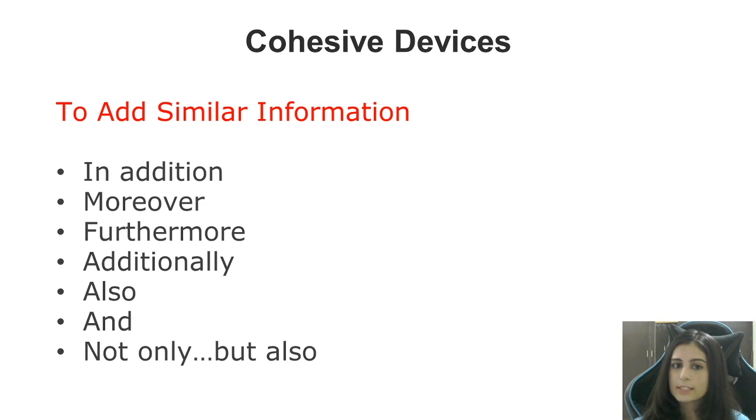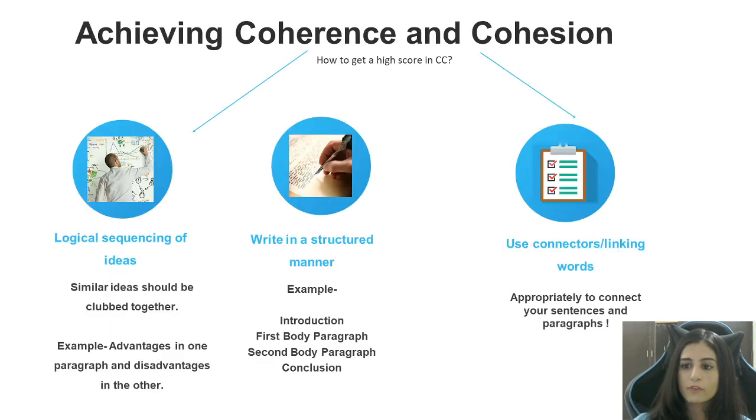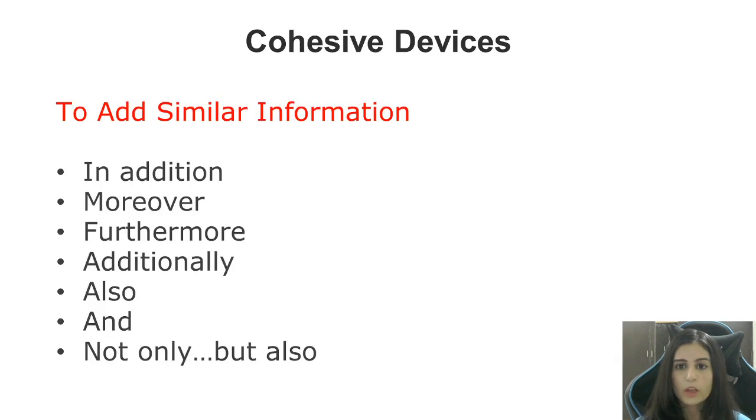Cohesive devices. So basically, if I give you a recap, they connect your sentences and paragraphs. So we'll see how and what kind of words would be combining different sentences together in a sensible manner, or different paragraphs for that matter.